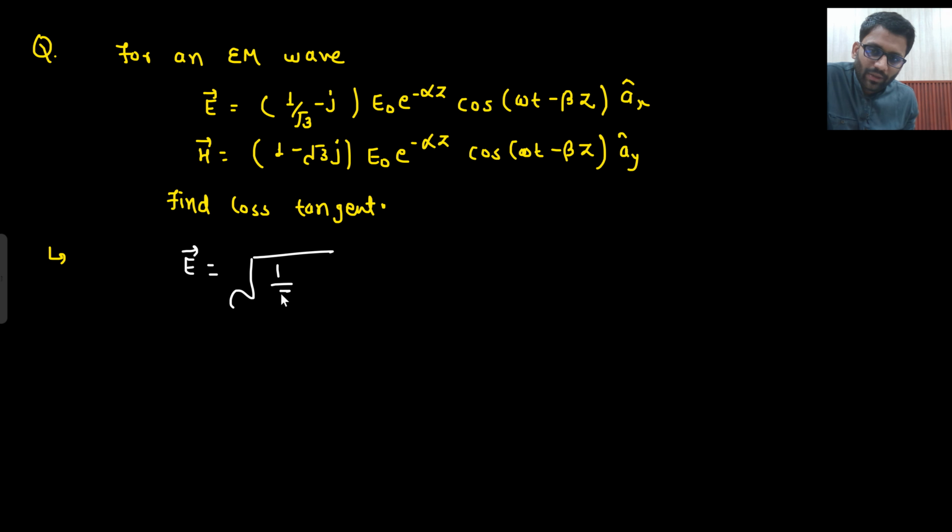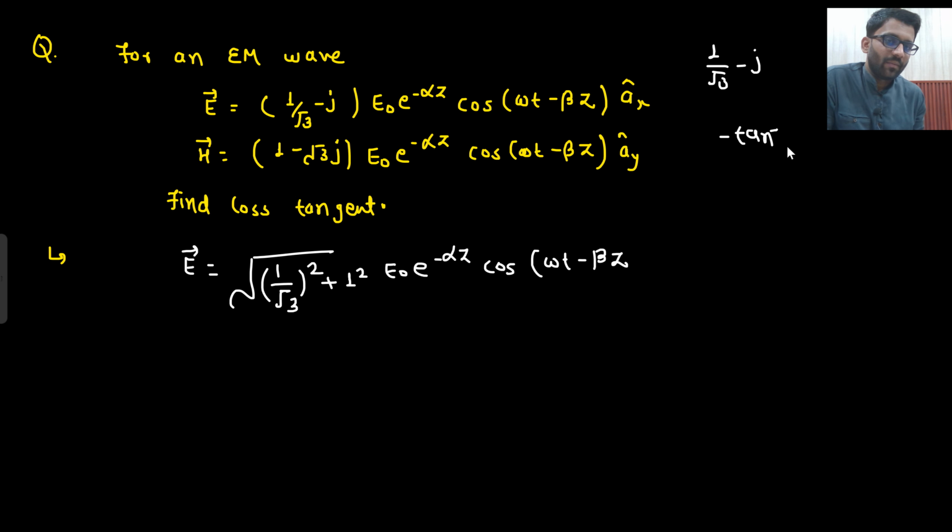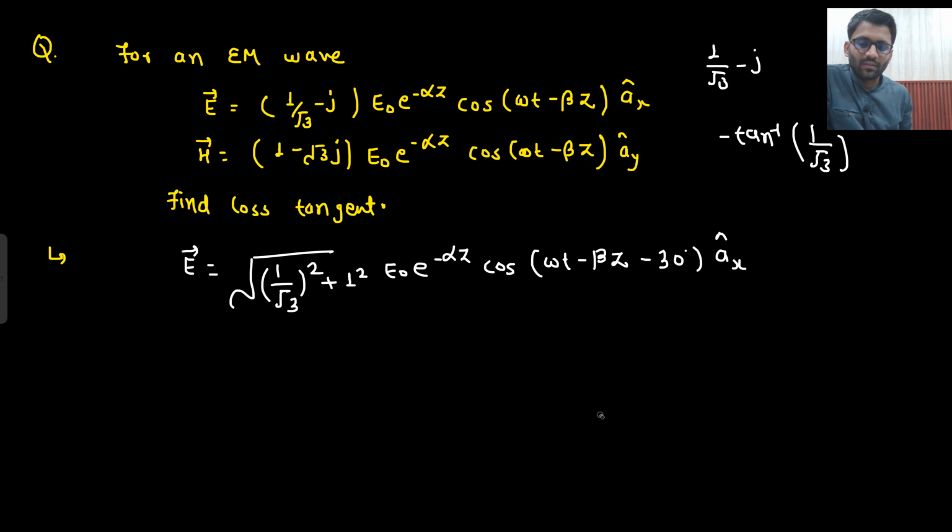Right? So under root of 1 by 3, this we will take E naught e to the power minus alpha z cos omega t minus beta z. Now how much phase shift will this provide? What I am talking about is 1 by under root 3 minus j. How much phase shift will this provide? That will provide minus tan inverse 1 by under root 3, that is 30 degree. So this is 30 degree, x cap. Okay. So what will be the phase shift? Minus 1 by under root 3.